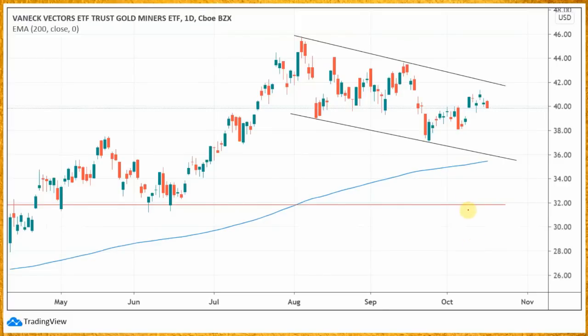And finally, we've got the GDX on the daily scale, and again we seem to have this down-sloping channel with price bouncing up and down between it. Interestingly, over here it didn't quite reach the top of the channel before turning downwards. And again, the 200-day moving average kind of fits in with the bottom of this channel here. And so a further move down would fit in with what we're seeing in terms of the potential gold price movement as well.